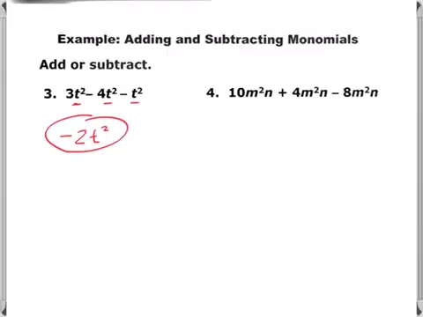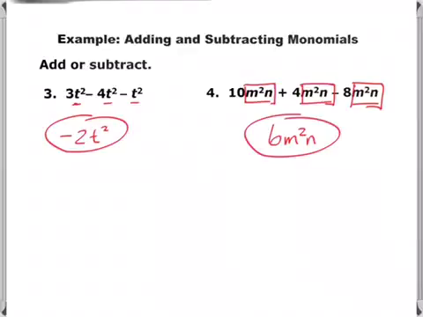Same thing in example 4. We've got 10m squared n plus 4m squared n minus 8m squared n. The m squared n portions are our variables, and since they're all the same, we're just going to combine our coefficients. So 10 plus 4 is 14, minus 8 is 6. So we've got 6m squared n as our new monomial.